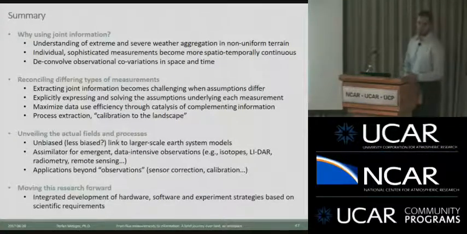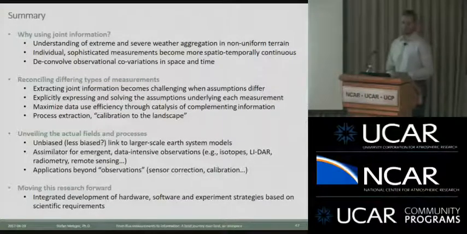Now, moving this forward, I've been mentioning earlier today in our discussions that the way that I can see this going forward is an integrated development of hardware, software, and experiment strategies against scientific requirements, against what is needed. Let's specify that, and we can build everything else, that is engineering. We can build it against that.